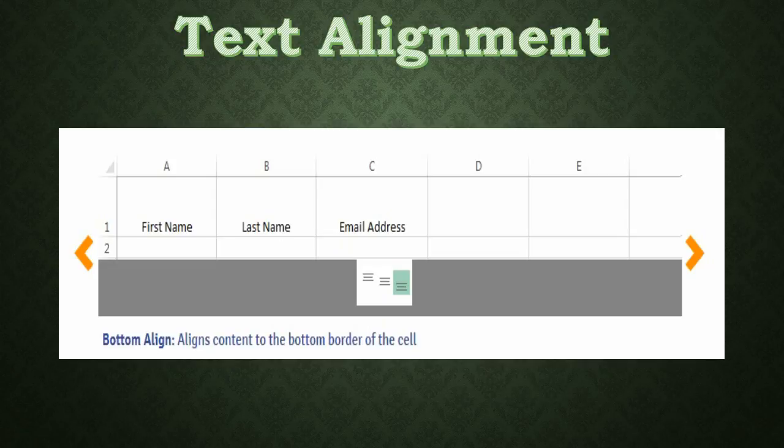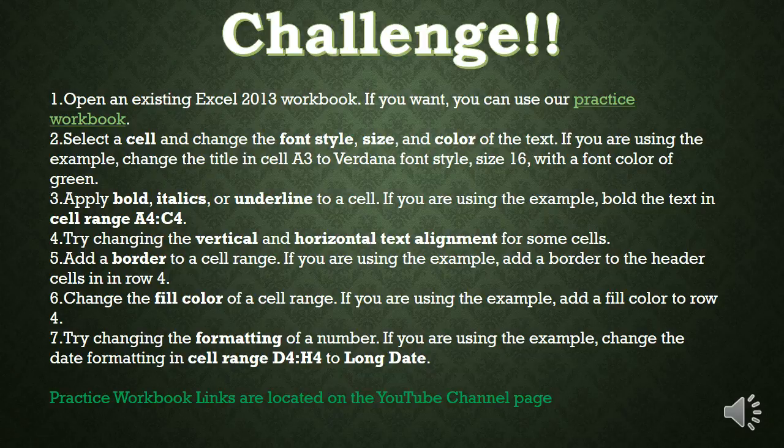Time for another challenge. And again, that practice workbook for this particular challenge is going to be located on the YouTube channel page, or it's going to be connected to this class. Either way, you're going to be able to have access to it. But you're going to want to open up that workbook, select a cell and change the font size, style, and color. If you're using the example, then change the title in cell A3 to Verdana font style, size 16 with the font color of green.